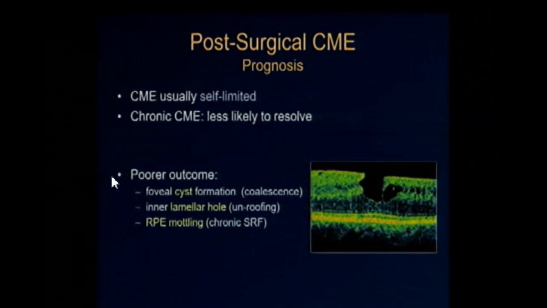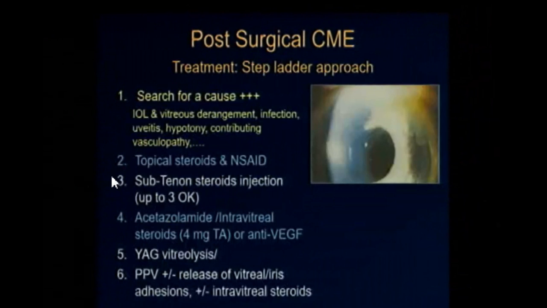Usually it's self-limited. You give patients anti-inflammatory drugs and sometimes a topical steroid, sometimes an injection of steroids. Sometimes they don't. The CME does not resolve by itself, and in this case it can create a full thickness cyst or a lamellar hole, and sometimes RPE mottling. How do you treat it?